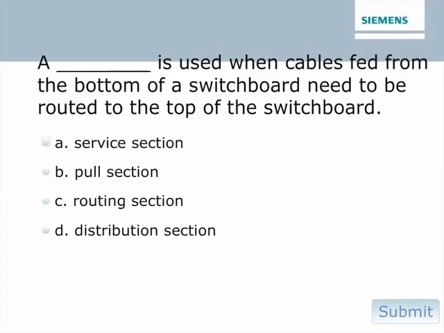Question 7. A blank is used when cables fed from the bottom of the switchboard need to be routed to the top of the switchboard. Is it A, service section, B, pull section, C, routing section, or D, distribution section?